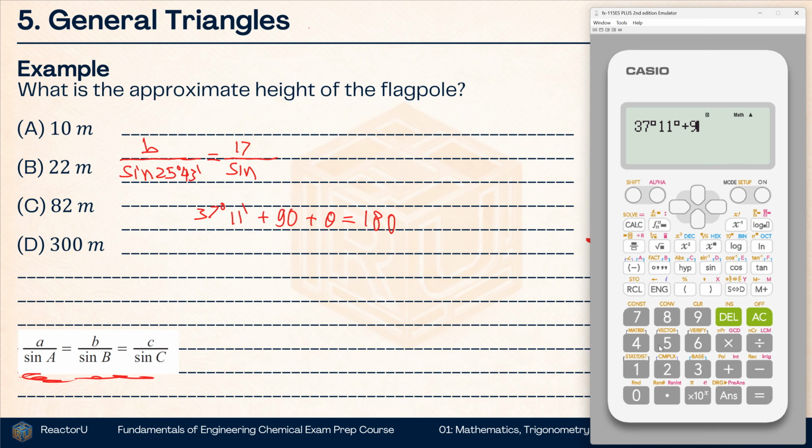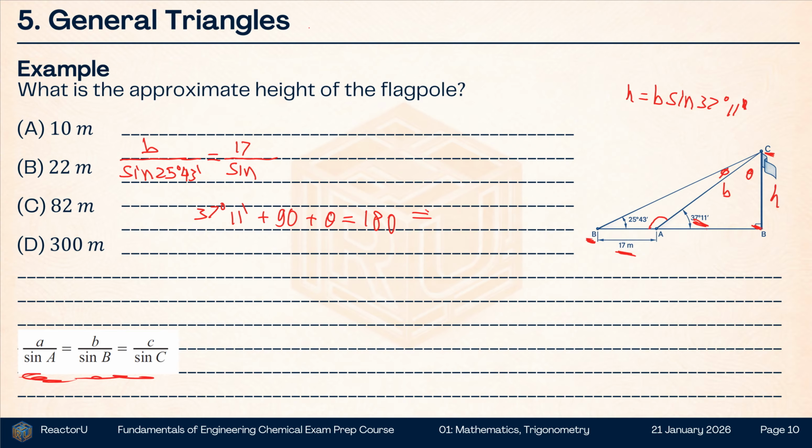So let's continue: plus 90 plus x equals 180. Let's solve and we will find theta equals 52.82 degrees. Then we can use the bigger triangle to find the other angle, which is phi. So what we will have here is 25 degrees 43 minutes plus 90 plus the two angles, theta and phi.